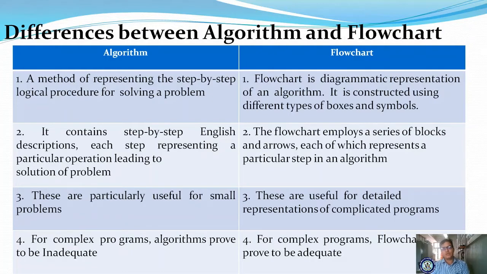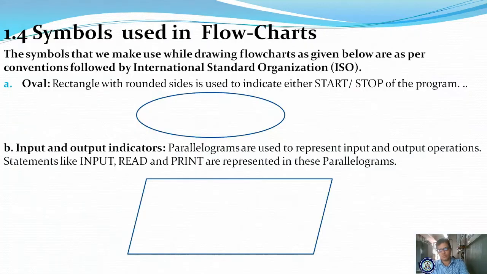If you have any difficult problem, complex means difficult problems, for those difficult problems your flowcharts are very much sufficient and adaptable. Adequate means it is very much sufficient and very adaptable. Okay, you can use these flowcharts for any kind of problem, whether it is small or complex. Now let us see what are the symbols used in flowcharts.